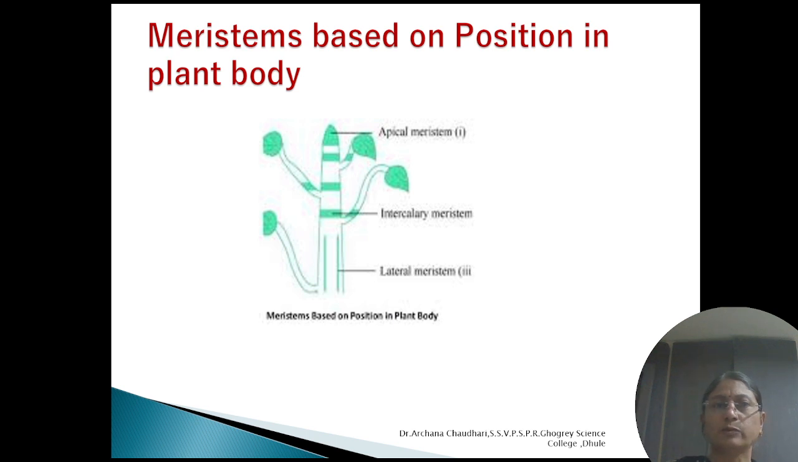Meristems based on position in plant body. See in the diagram, the apical meristem is situated apically at the tip of the root and shoot. Then the intercalary meristem is situated in the nodal region at the bases of the leaves and is responsible for flattening and growth of any axillary shoot. It is short-lived. Then comes the lateral meristem, which is positioned laterally and responsible for secondary growth.